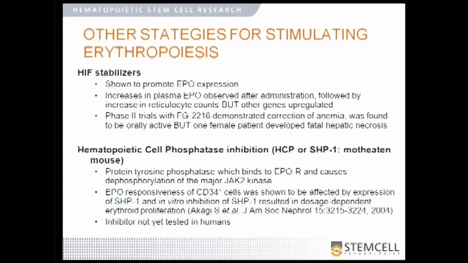The idea of using an inhibitor of HCP came from a recent publication in 2004 which showed that the EPO responsiveness of CD34 hematopoietic stem cells was affected by expression levels of this phosphatase in a dose-dependent manner. Using this inhibitor as a treatment for anemia is still theoretical, however, and testing in humans has not yet begun.